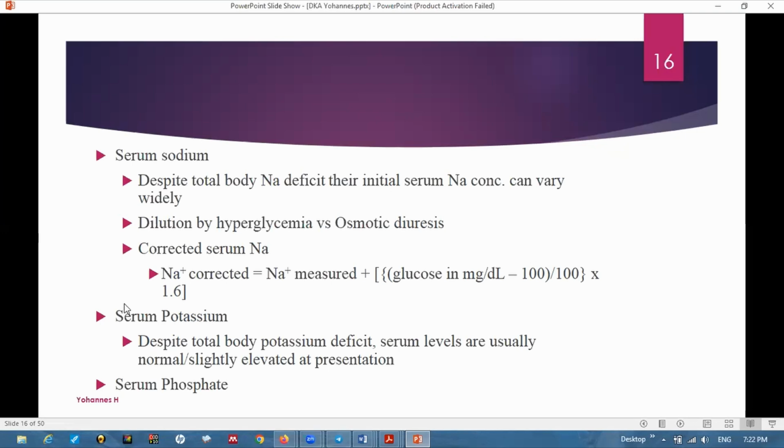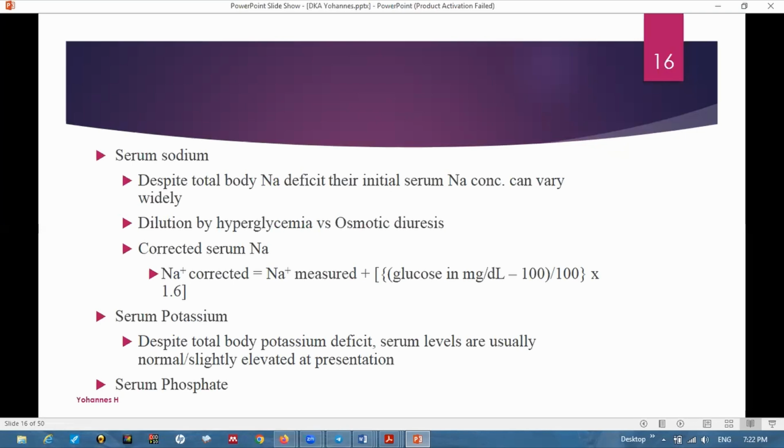The other is the serum potassium level. In DKA patients, most of the time, the total body level of potassium is depleted. But upon presentation, they can have low potassium, normal potassium or high potassium. Most of the time, the high potassium is due to the acidosis. There will be a shift of potassium from the intracellular to the extracellular space. The other is due to management.